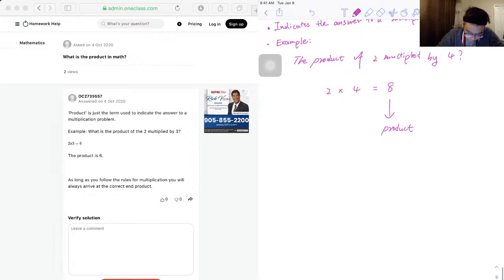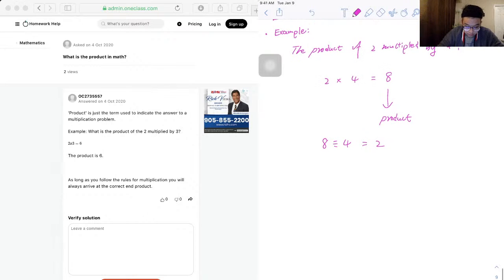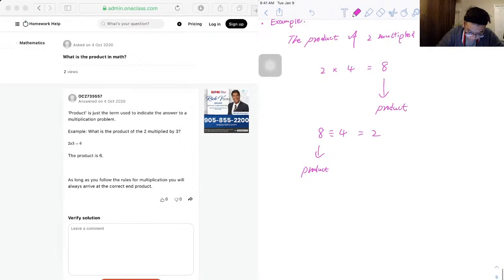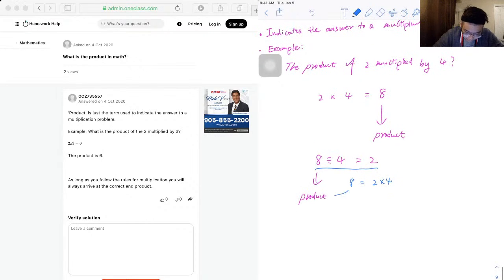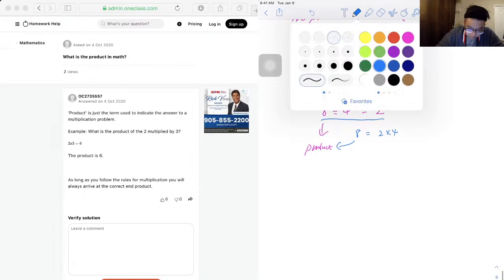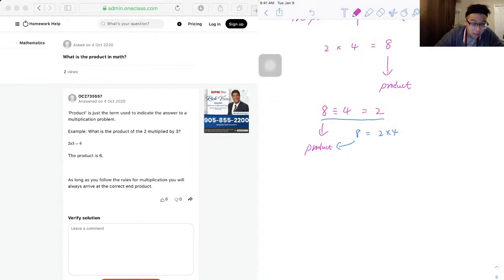And also, if we go something like this, 8 divided by 4 is equal to 2. In this case, 8 is still the product. The reason why is because we can rewrite this equation as 8 is equal to 2 times 4, where 8 is still the answer to a multiplication problem. So as long as we follow the rules for multiplication, we'll always arrive at the correct end product.